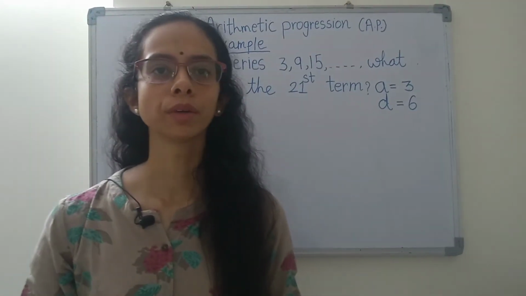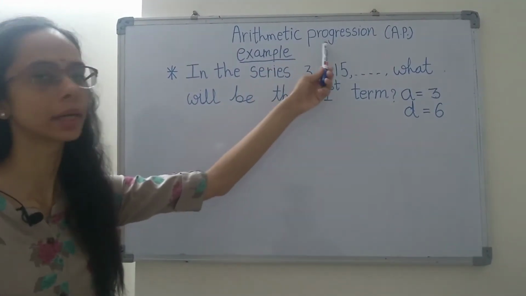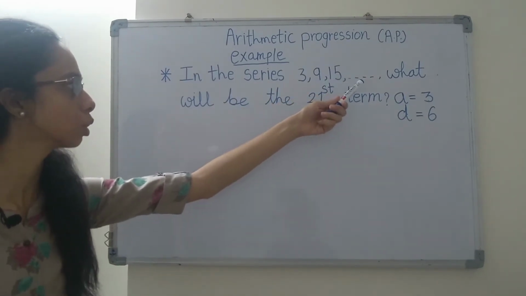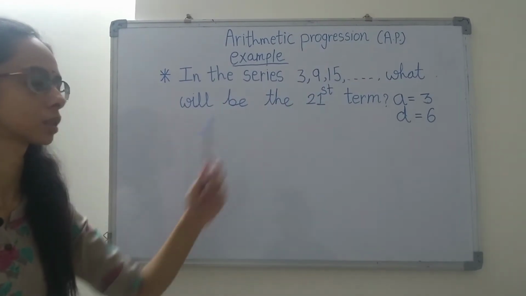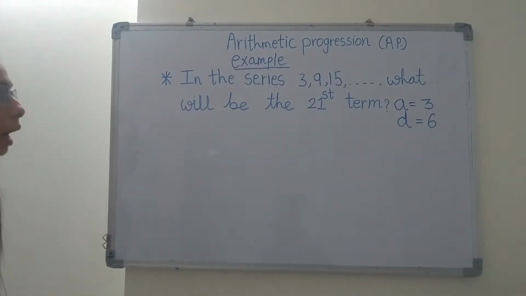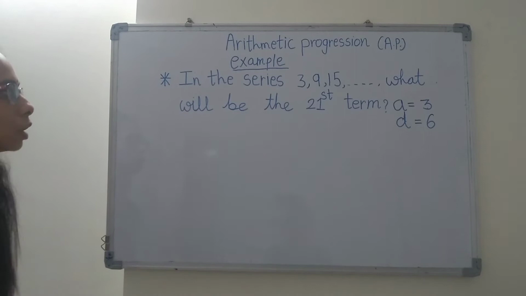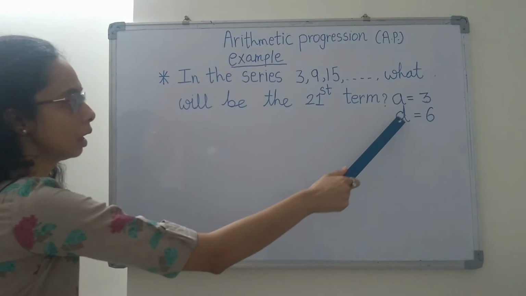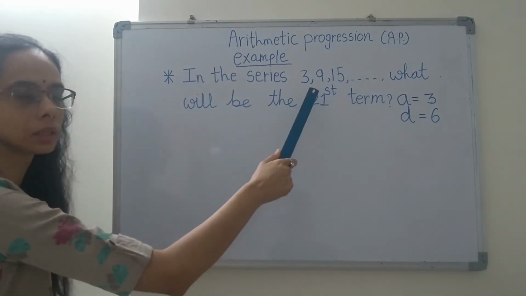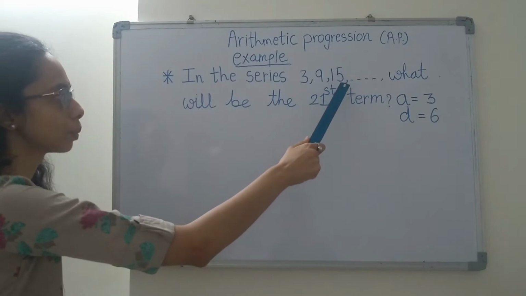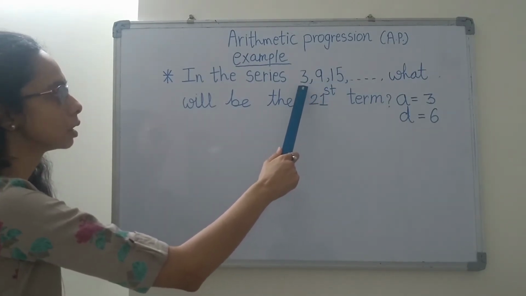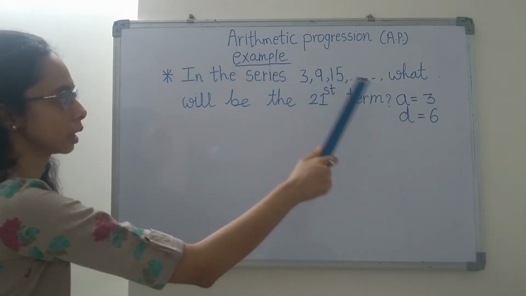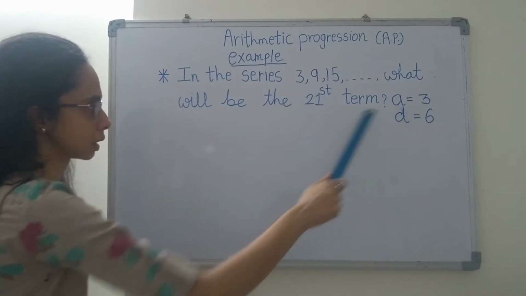Okay friends, so now we will learn an example of the arithmetic progression series. In the series 3, 9, 15 and so on, what will be the 21st term? Okay, we have to find out the 21st term. So where A is equal to the first term of the series, which is 3, and D is equal to, as we have learned previously, the common difference of the arithmetic progression. So what is the common difference here? The difference between 3 and 9 is 6, and the difference between 9 and 15 is also 6. So we can write the common difference as 6.